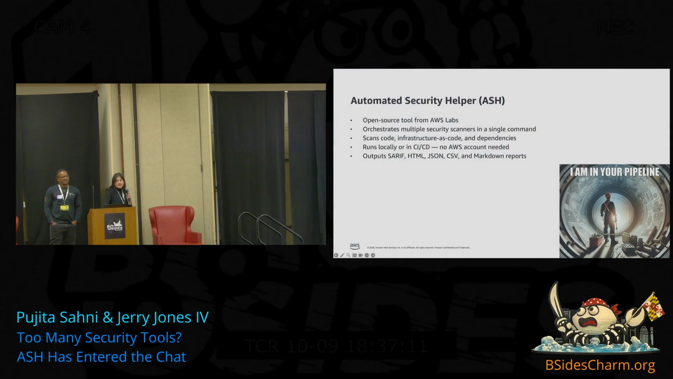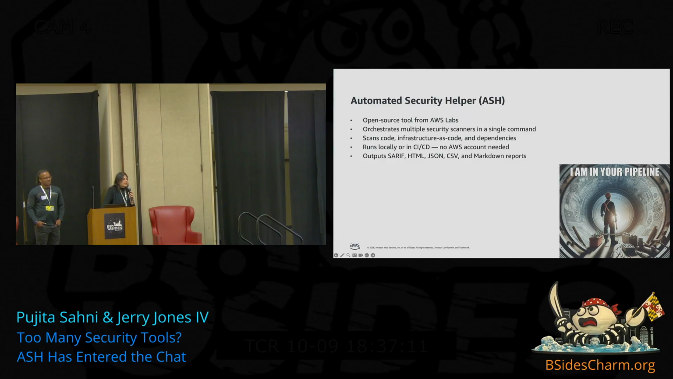So this is where Ash comes in. Ash stands for Automated Security Helper, and it's an open source tool from AWS Labs. A lot of people from AWS have contributed to it. You basically run one command, and Ash figures out whatever scanners need to be run depending on what's in your code and what's not. It scans the code, the infrastructure as code, dependencies, whatever, you name it.